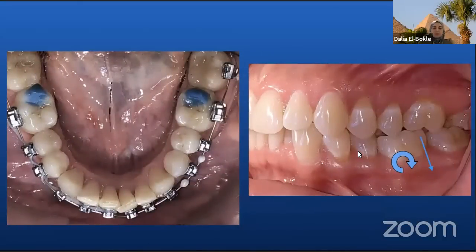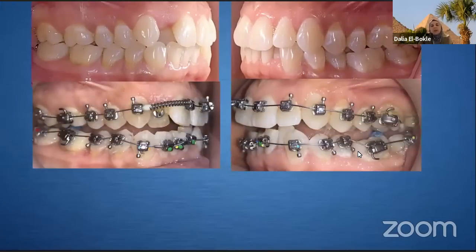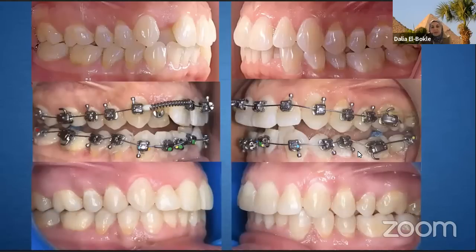So here I used the bite turbo. I placed it on the distal of the lower first molars in order to help get a clockwise moment to help with the correction of the tip in the lower molar. And this is how I placed it in the beginning of treatment. And that was at the end of her treatment.